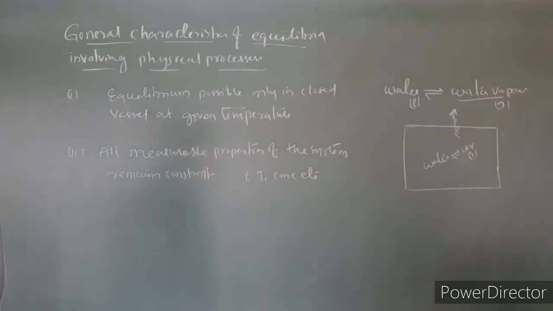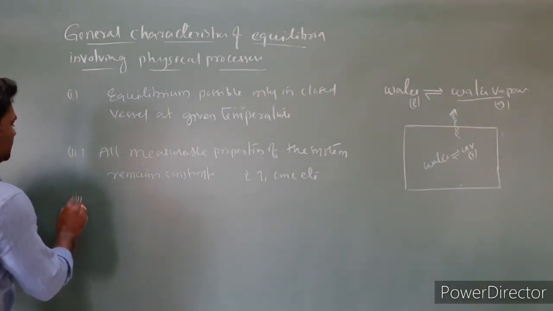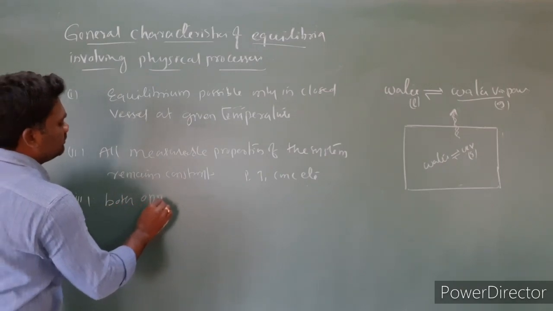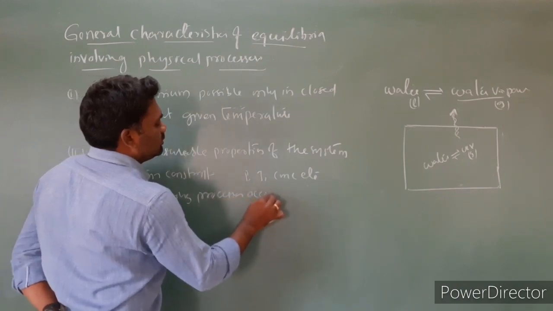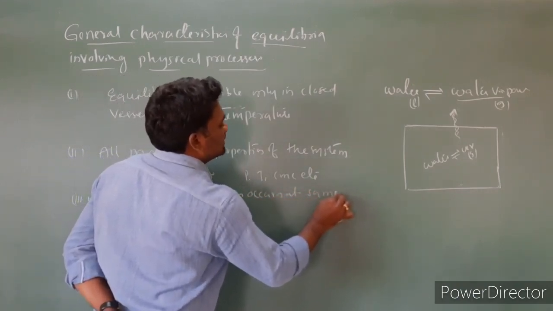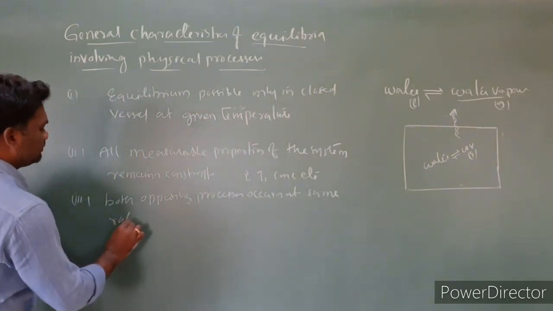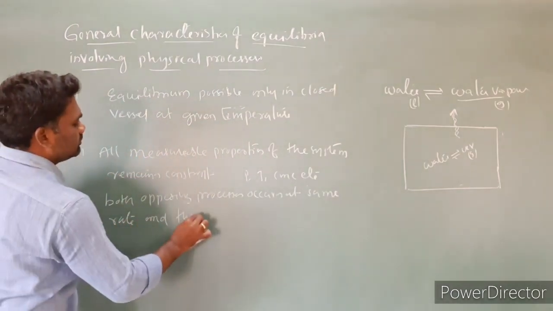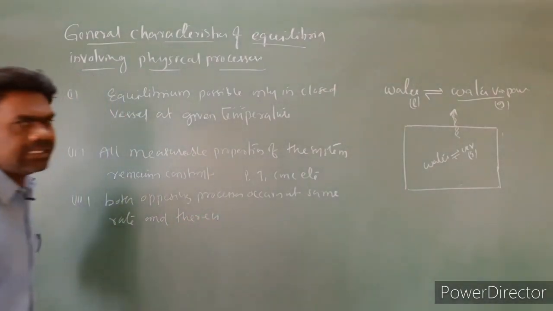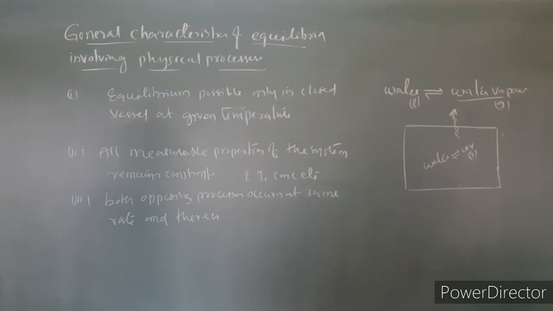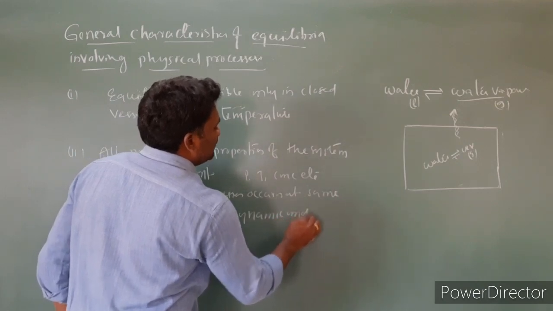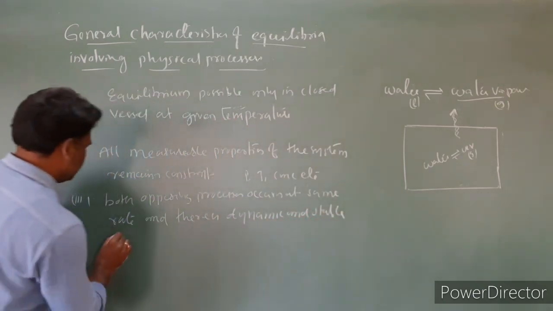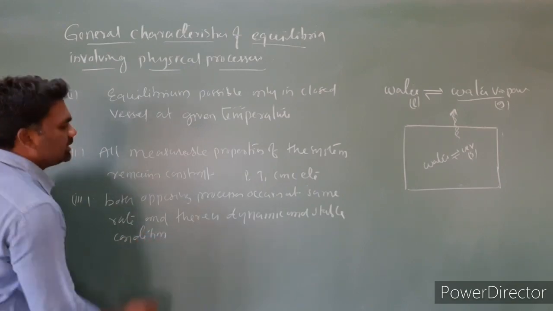And point number 3 is that both opposing processes occur at the same rate, and there is a dynamic but stable condition.